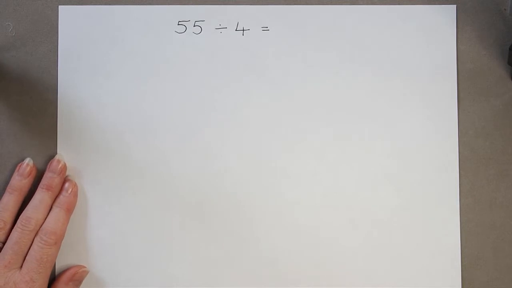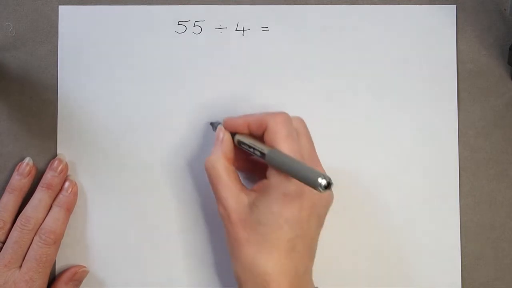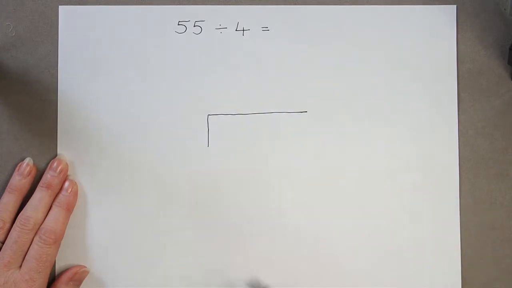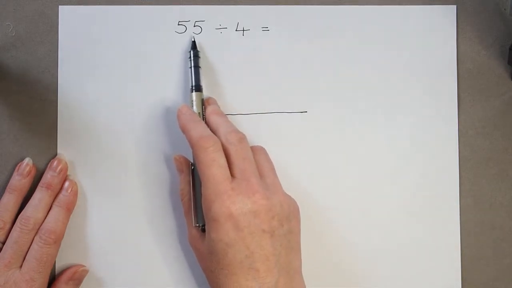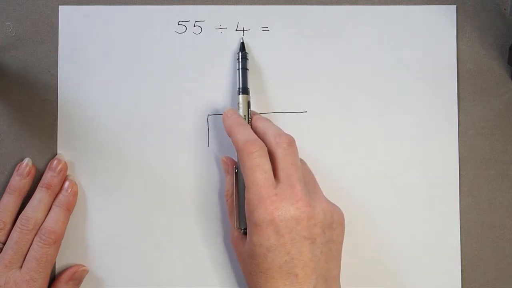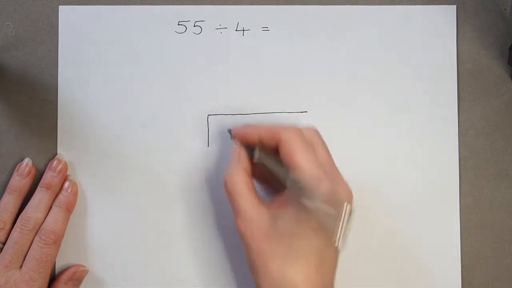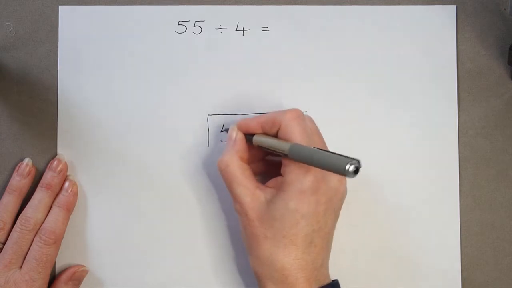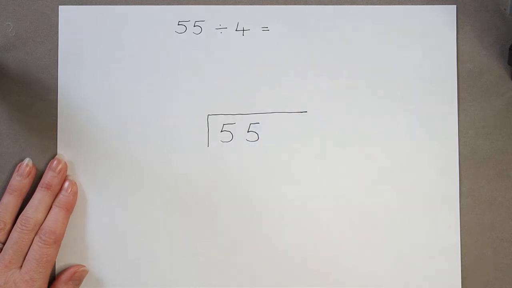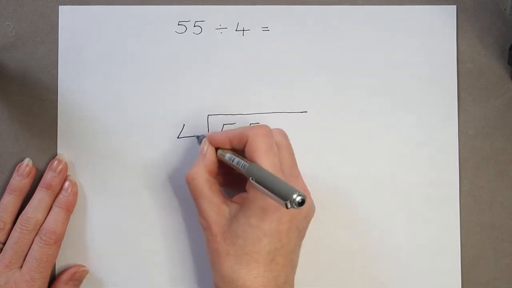Let's look at another example. This time we've got 55, and because it's an odd number, we can see it's not going to be exactly divisible by 4. So 55, and I'm just making a slightly longer box because I know I'm going to end up with a decimal answer. Divided by 4.